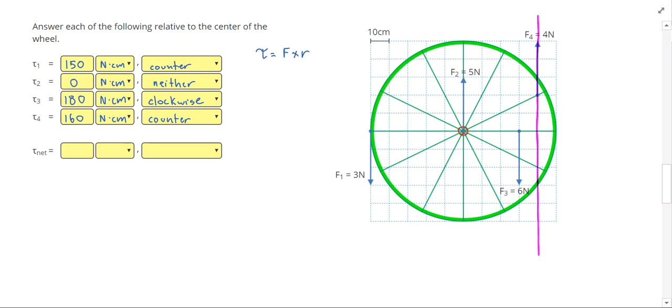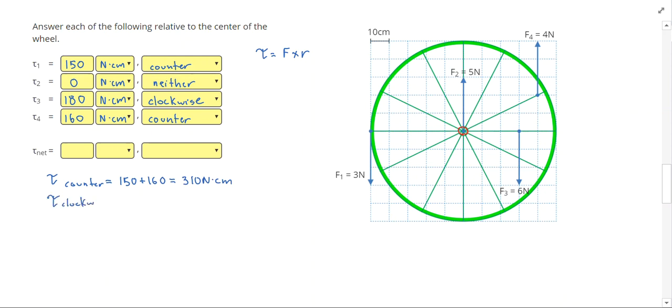Alright, so my last thing I need to do is to figure out the net torque. So this is where it becomes really important. We're not really looking at the sides like we talked about in the seesaw problem. We have to look at the directions of the torque. So I'm going to combine any torques that are in the same direction. So in the counterclockwise direction, I'll call this torque counterclockwise, I have 150 plus 160, and that gives me 310 Newton centimeters.